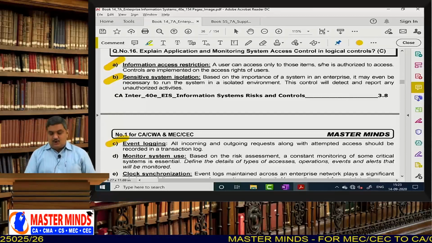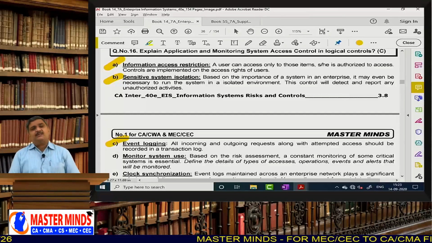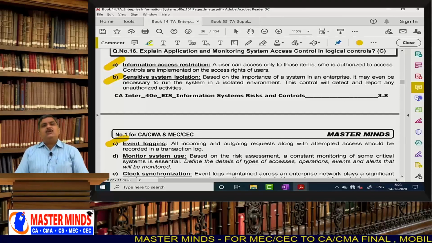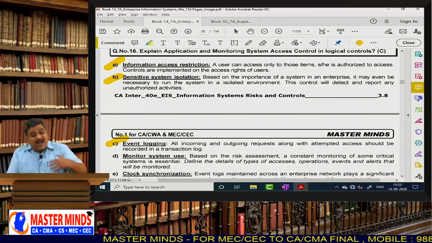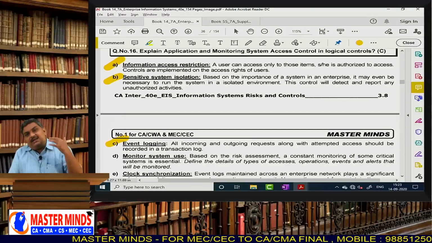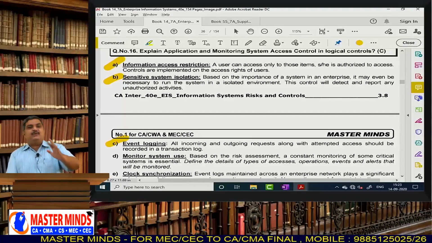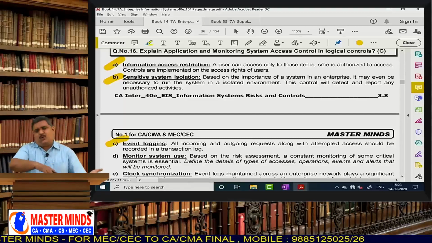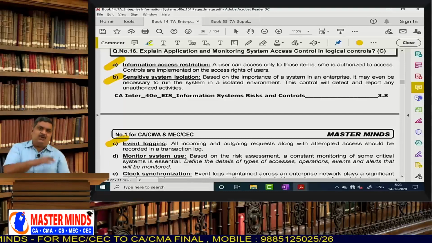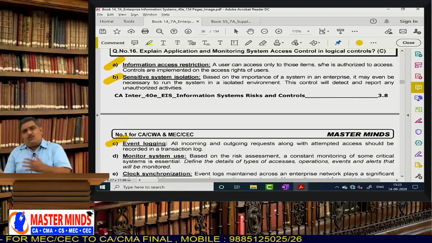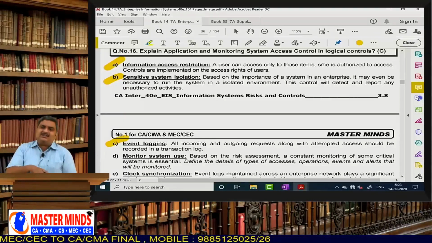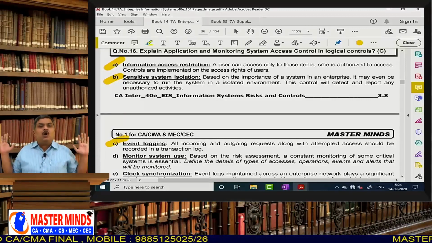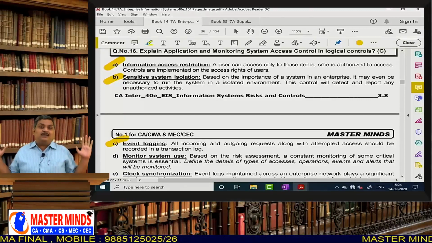And event logging. See, this is a very, very important control. Event logging. That means, logging means recording. You have to record all the events that are taking place in the information system. That means, who is logging in, who is logging out, at what time he logs in, at what time he logs out, what he has opened, what he has typed, what he has accessed, what he has requested, everything should be logged, should be recorded.